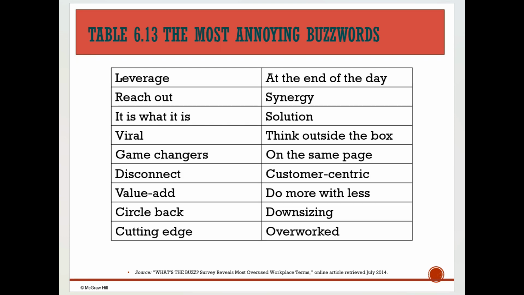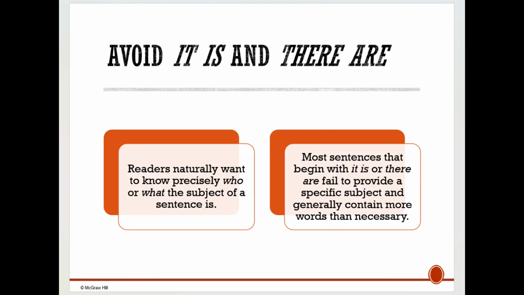This is just a list of the most annoying buzzwords. We've used these words, you can see them here. Words such as downsizing, do more with less, synergy. So just looking at this list, we want to reduce our usage of these annoying buzzwords. We also want to avoid using it is and there are. There's a reason for that. Readers want you to get to the point and they want to know who the it is and what they are doing. So they want more specific feedback.